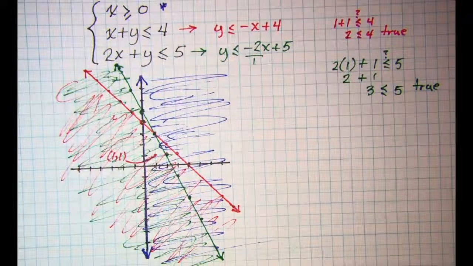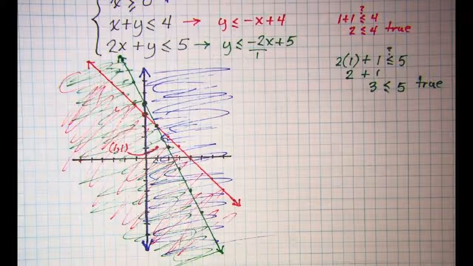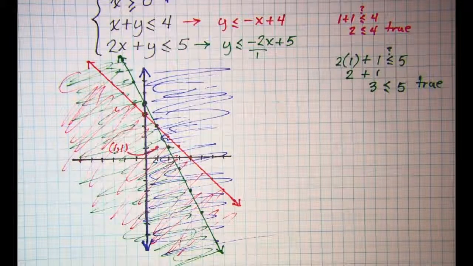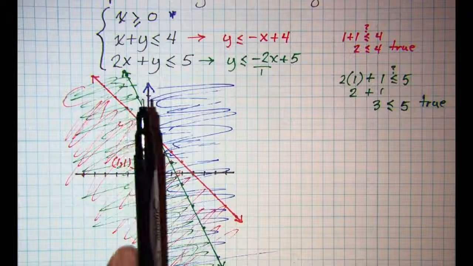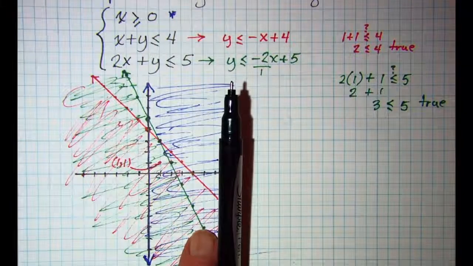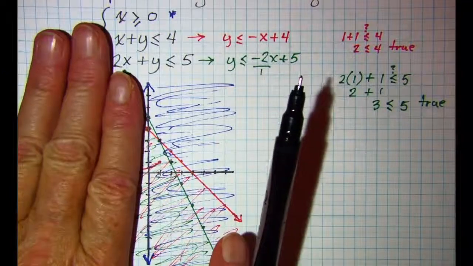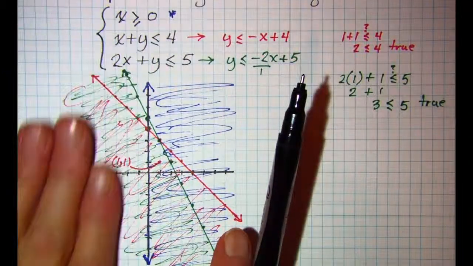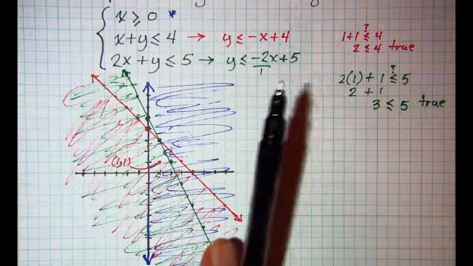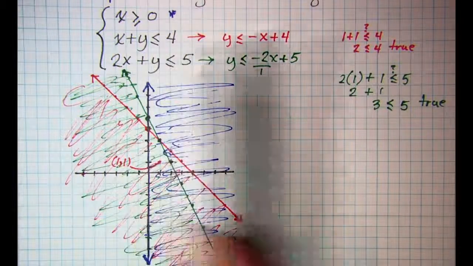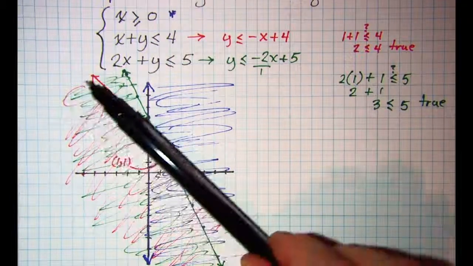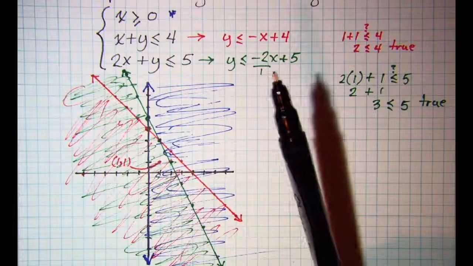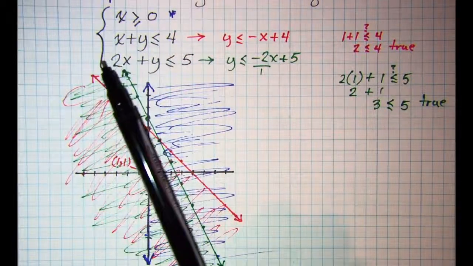Now we need to determine our solution set. It kind of looks like a mess, but we can use what we know. We know that with our first inequality, we shaded to the right of our y-axis. So none of this shading is going to be part of the solution set. So it's got to be to the right of the y-axis. Also, my red shading was below the red line, and my green shading was below the green line.